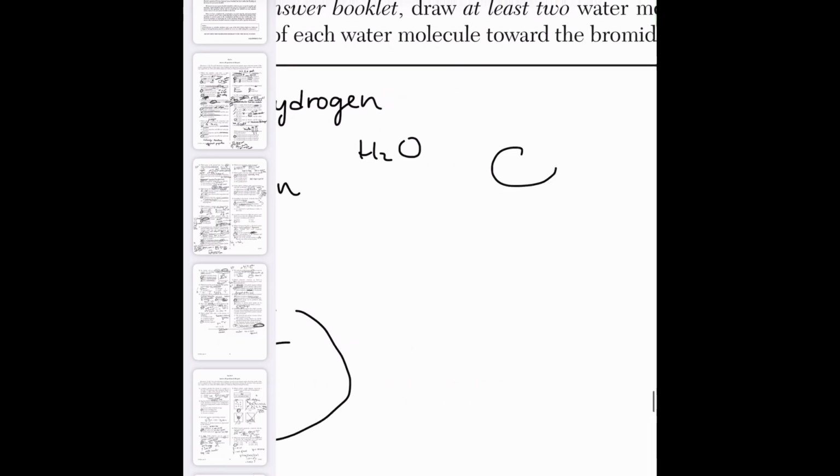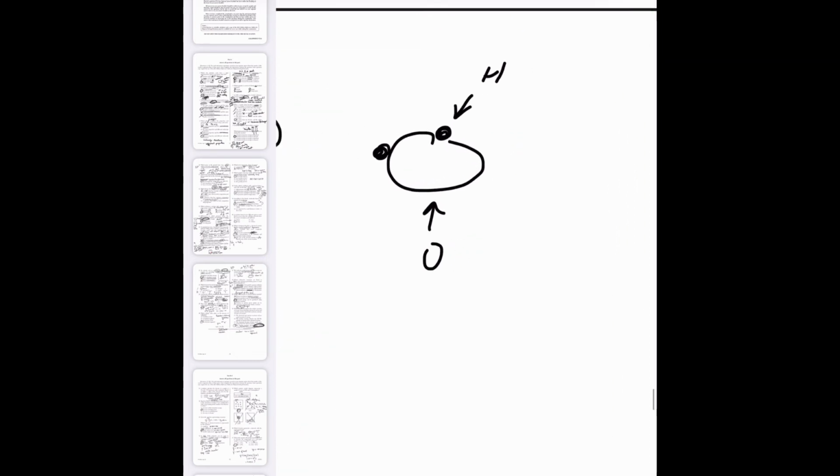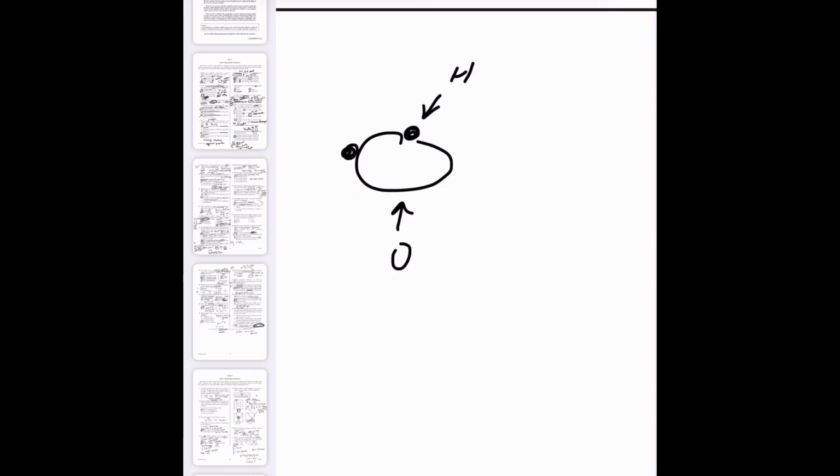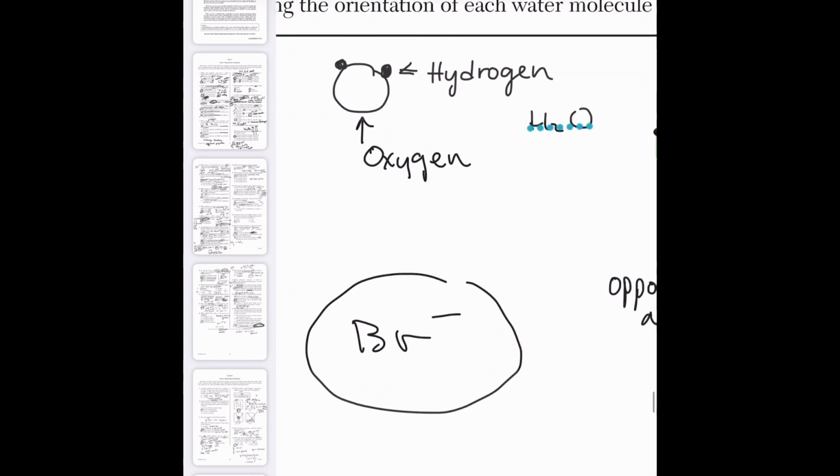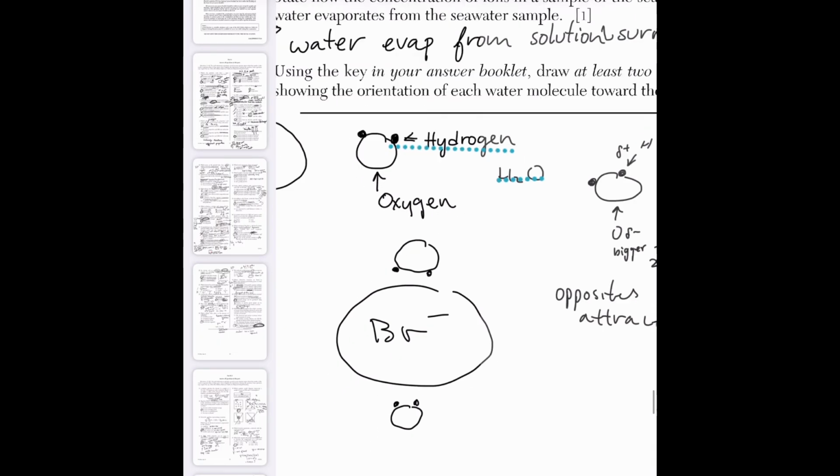And then in water, there's hydrogen and oxygen. Since water is a polar molecule, it has an asymmetrical distribution of charge. If you look up the electronegativities in the reference table, you would see that hydrogen is 2.2, and oxygen is bigger than 2.2. So the hydrogen would be the partial positive, while the oxygen would be partial negative. Since opposites attract, you would draw the hydrogens pointing towards the bromine ion. Something like this.